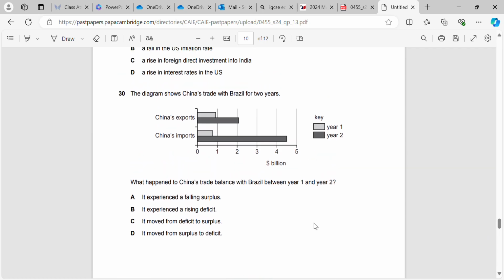Okay, so we start from the bottom. The diagram shows China's trade with Brazil for 2 years. The key is the light grey is year 1 and the dark grey is year 2. What happened to China's trade balance with Brazil in year 1 and 2?